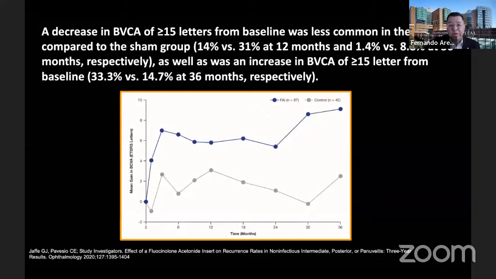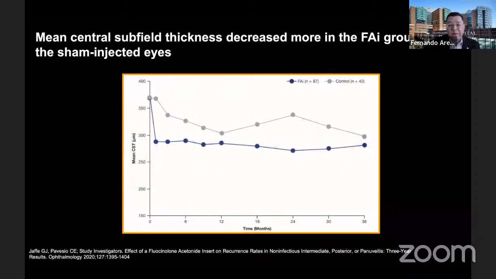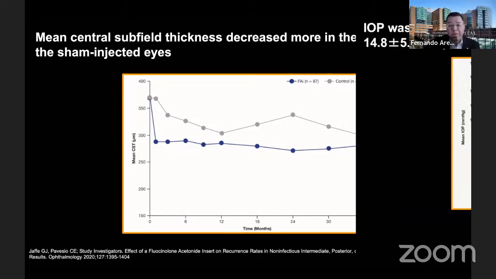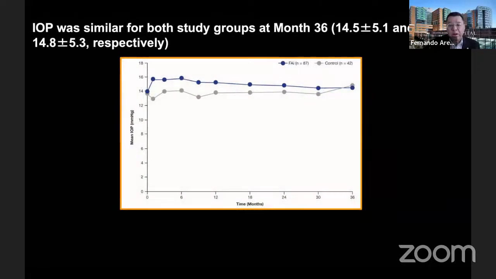In addition, a decrease in visual acuity from baseline was less common with the implant, and the increase in visual acuity, again, significant gainers, more than 15 letters from baseline, was significantly more frequently seen with the implant than with sham. The central subfield thickness decreased more in the fluocinolone acetonide group compared to sham. IOP was similar in both groups at month 36.